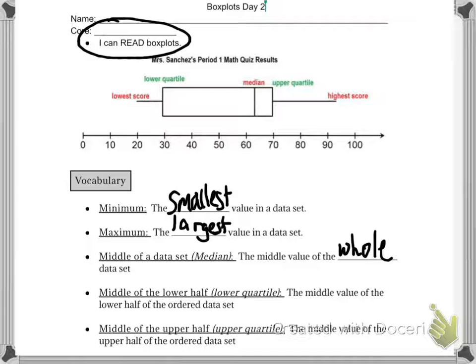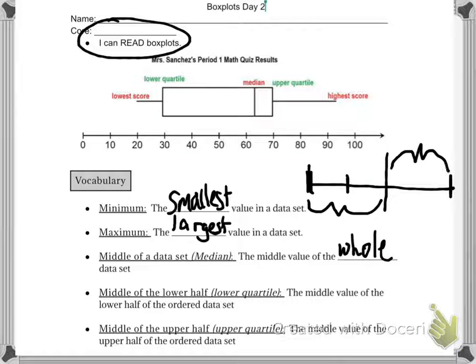The lower quartile is the middle of the lower half. So if we had a bunch of data all on this line, here's our lowest, smallest, here's our largest, and if we cut our data in half, where the median would be, we took a look at the lower half, the middle of that would be the lower quartile. And if we took a look at the top or the upper half, the bigger numbers, the middle of that would be the upper quartile.